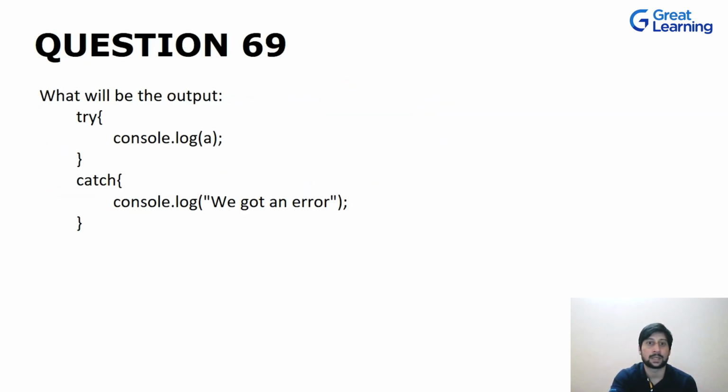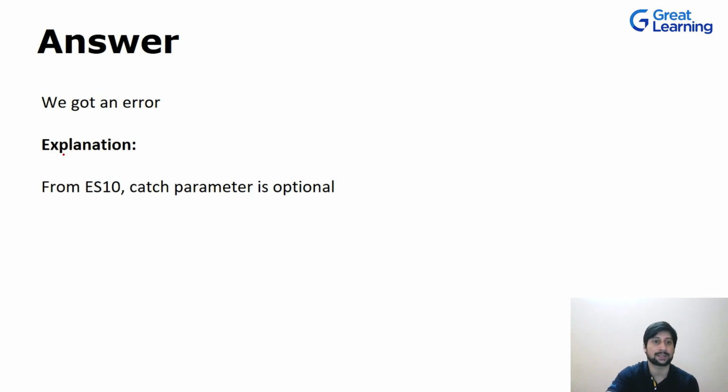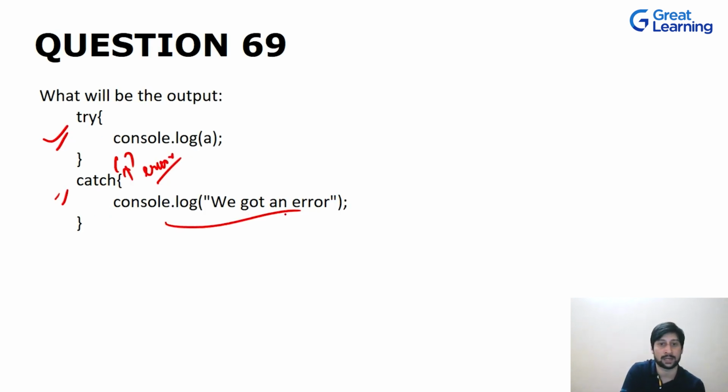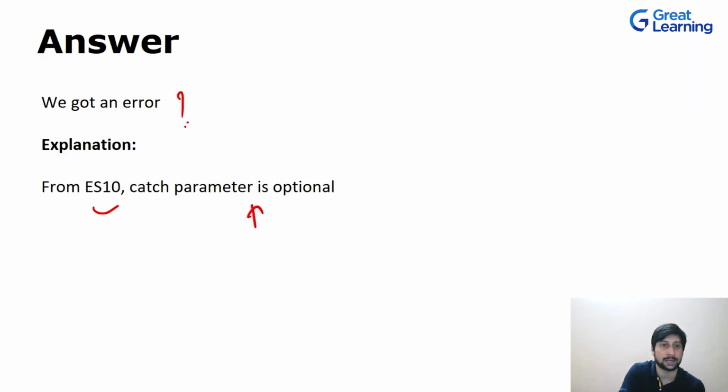Okay. Now let's move on to our next question, which is try and then we don't have parentheses. Earlier we were using those parentheses wherein we were having that parameter error and then we were printing it. But over here we don't have any parentheses, right? So we have a try block and then the catch block. Will this throw an error? No, it will not throw, because after ES10, catch parameters were optional and we just have this message that is we got an error, and that is what we have printed over here.